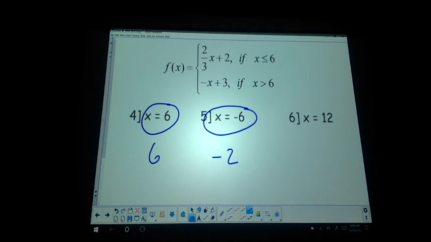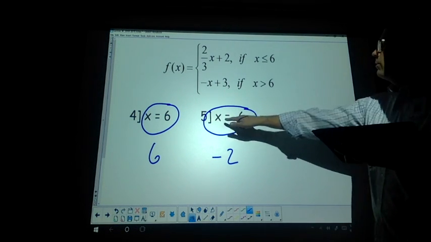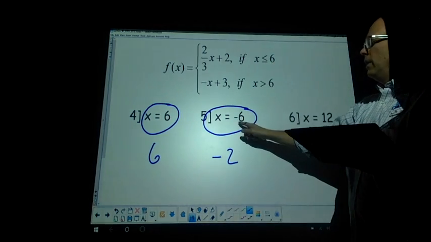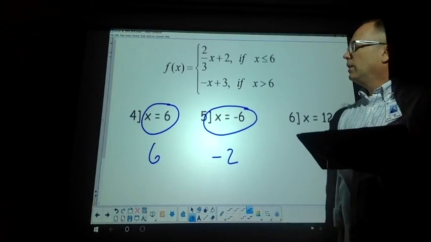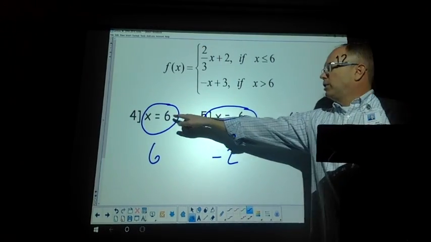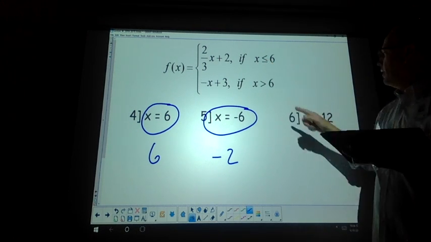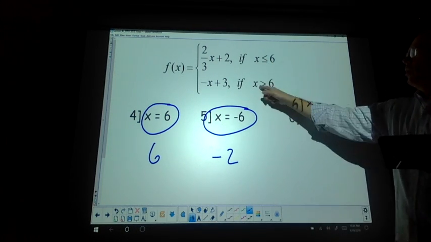So look at this right here. This refers to this. So I want values that are less than or equal to 6. Negative 6 is that way. We use the top one on this one because we had the equals. Negative 6 is less than that. But this one is going to go to the bottom because 12 is greater than 6.